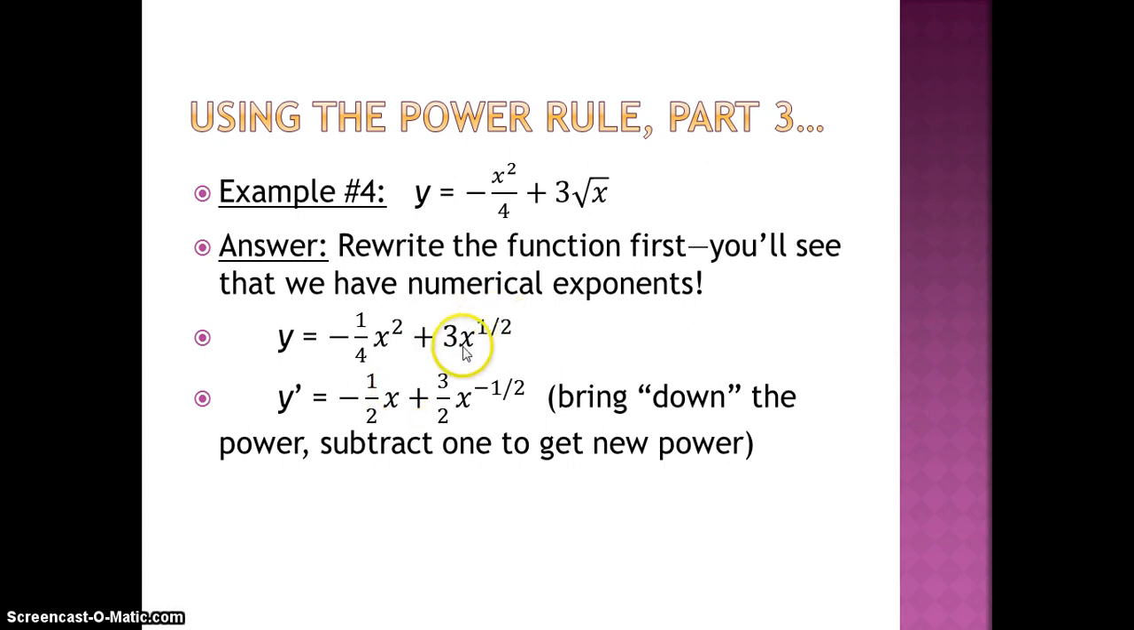Same thing with 3x to the 1/2. We get 3 times 1/2 is our new coefficient. And then our new power will be 1/2 minus 1, which is x to the negative 1/2.